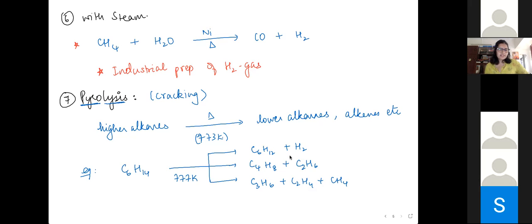The reason why we can't predict the products, why there are so many different possibilities, is that it's a free radical reaction, just like how you saw in halogenation. This is another case of free radical reaction. So it depends on which particular bond breaks and where this cracking is happening. If only the hydrogen splits off, you get this. If it breaks into two parts, you get this. Breaks into three parts, you get this. You can't predict it. One small correction, you guys. This is 773, not 777.